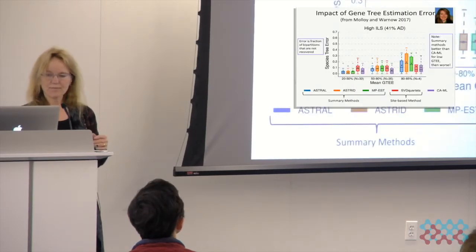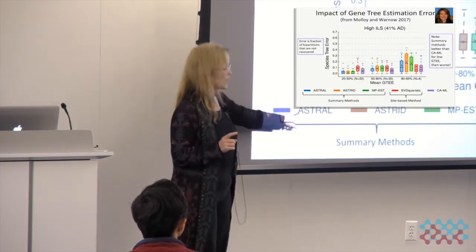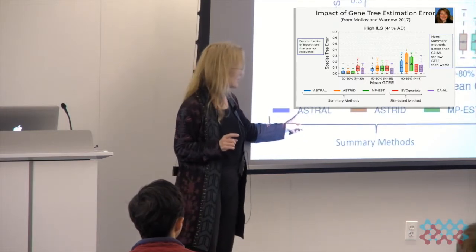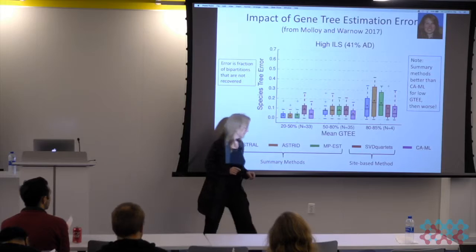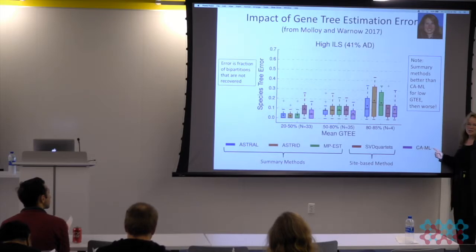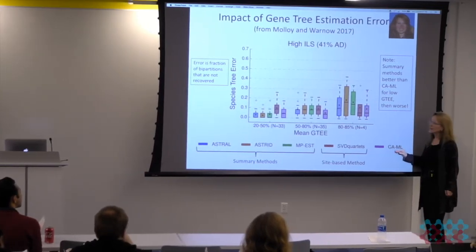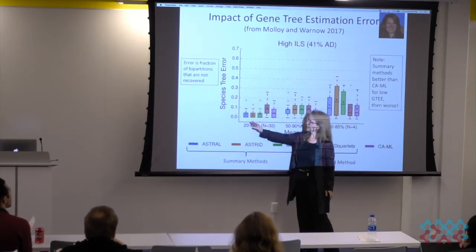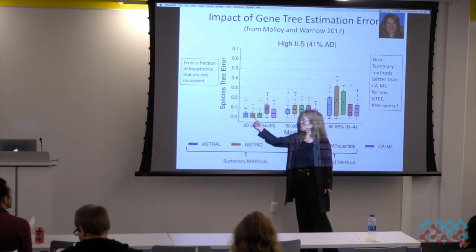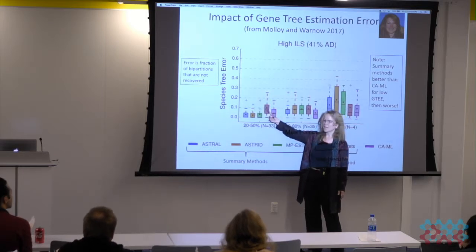Okay, so this is the first thing I'm going to show you from Aaron's work. This is a simulation comparing 3 different summary methods, which is to say Astral, maximum pseudo-likelihood, and something called Astrid. Then a site-based method called SVD quartets, and then concatenation using maximum likelihood run with RAxML. So if you've ever done a phylogeny, you've probably used RAxML. This is RAxML on the concatenated alignment. When the gene tree error is low, maximum 50% error in the gene trees, the 3 summary methods have the lowest error, then concatenation, and then the site-based method.